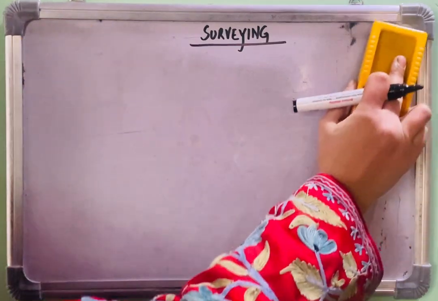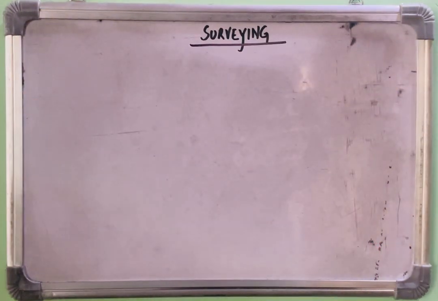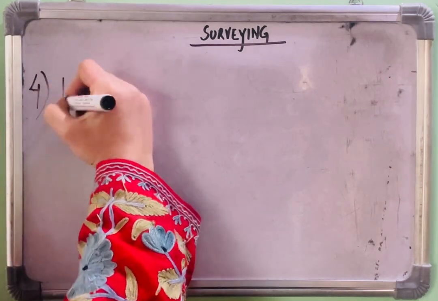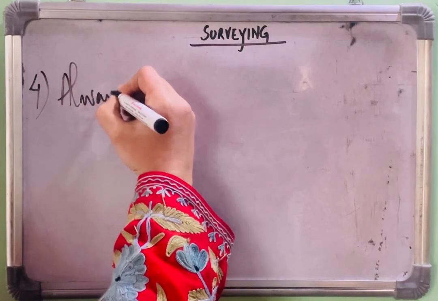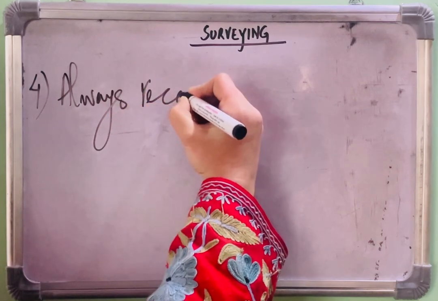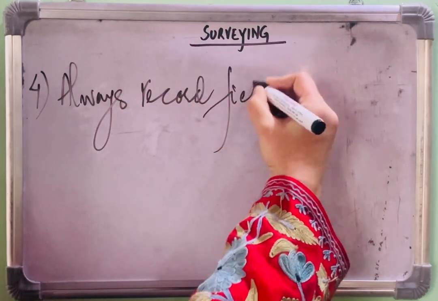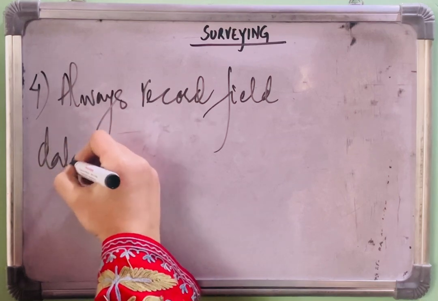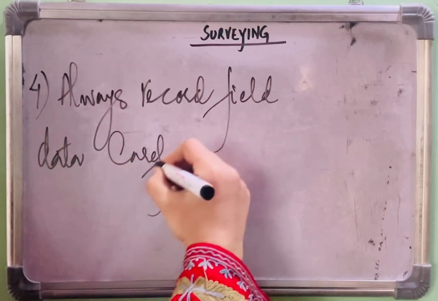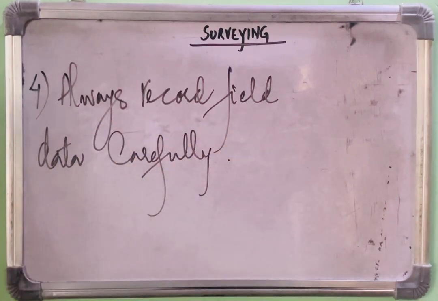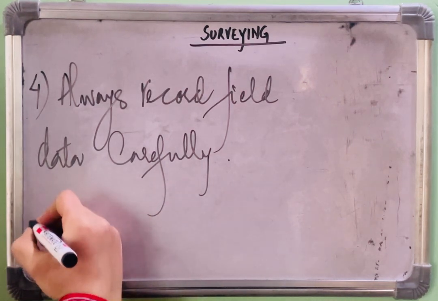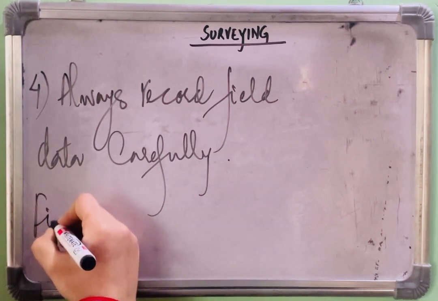The fourth and the last principle of surveying is always record field data carefully. Always record field data carefully, right? See, all the measurements taken in the field must be recorded in a proper field book at the time of measurements. We have to always record the measurements in a proper field book, right?